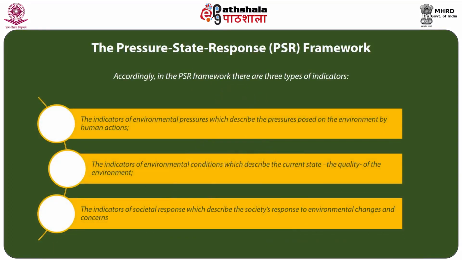Accordingly, in the PSR framework, there are three types of indicators. The indicators of environmental pressures, which describe the pressures posed on the environment by human actions. And second one, the indicators of environmental conditions, which describe the current state, the quality of the environment, and the indicators of societal response, which describe the society's response to environmental changes and concerns.